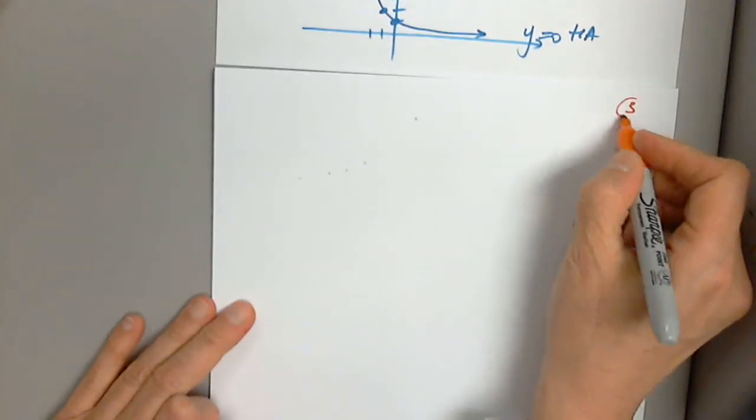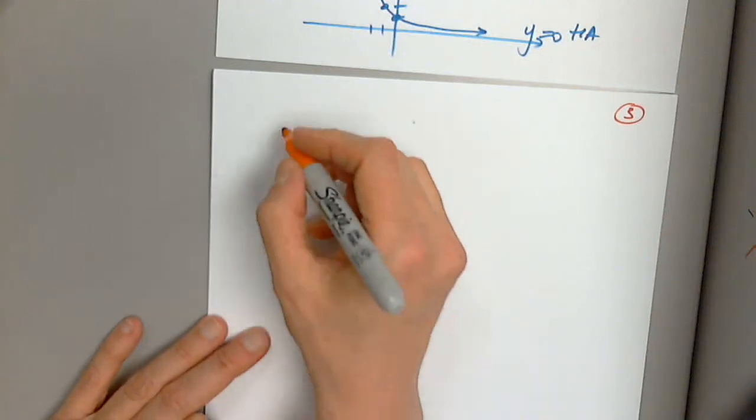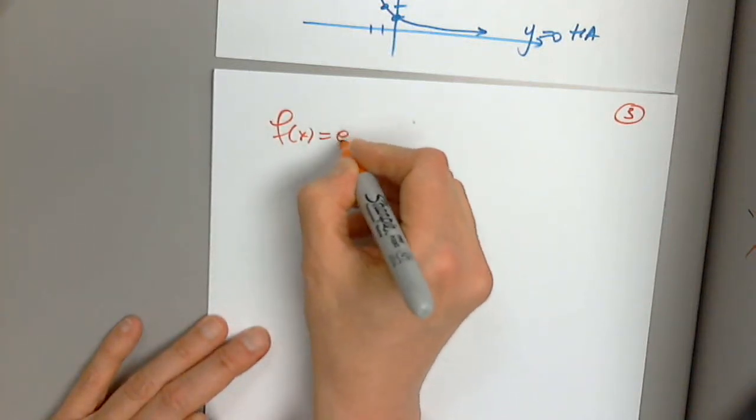Okay, so now let's look at derivatives of these exponential functions. And let's start with the nicest one, e to the x.